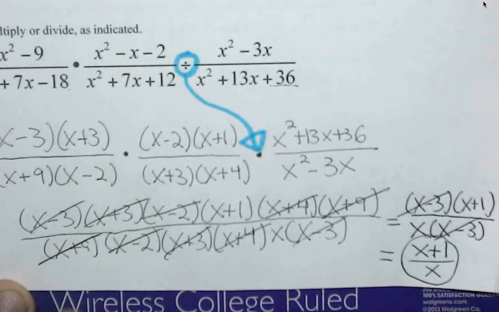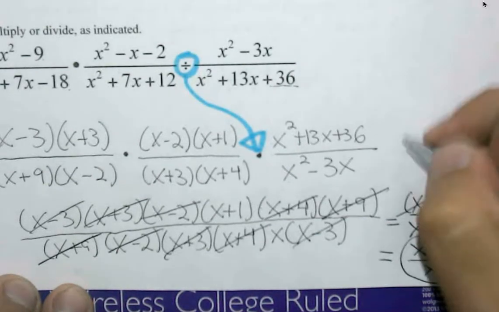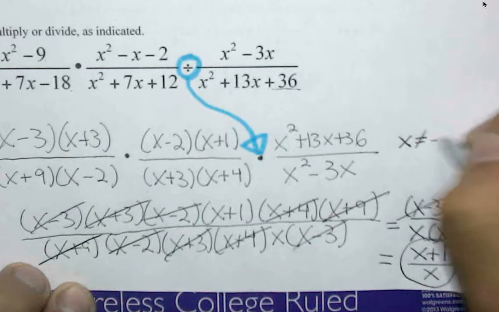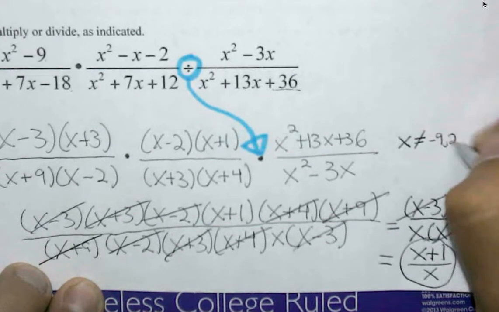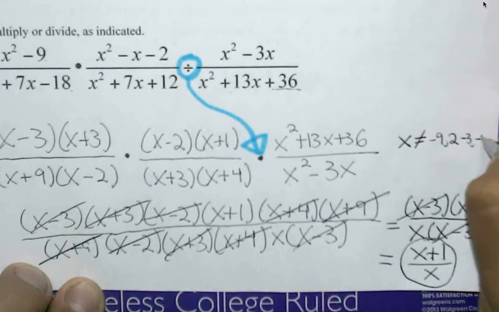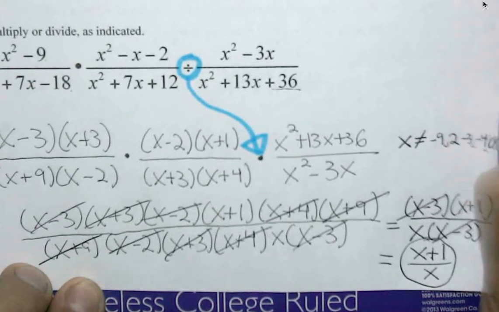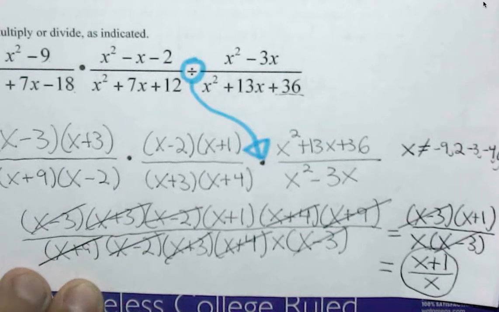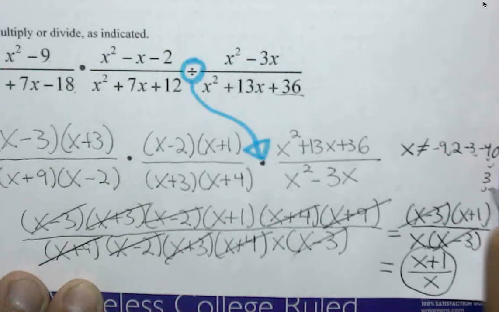If you're really curious about the domain on this one, it would be what? X cannot be equal to -9, 2, -3, -4, 0 because of this denominator, also +3, also -4, -9, but we already have -4, so definitely -9. And we already have that, okay. So that's our domain also.